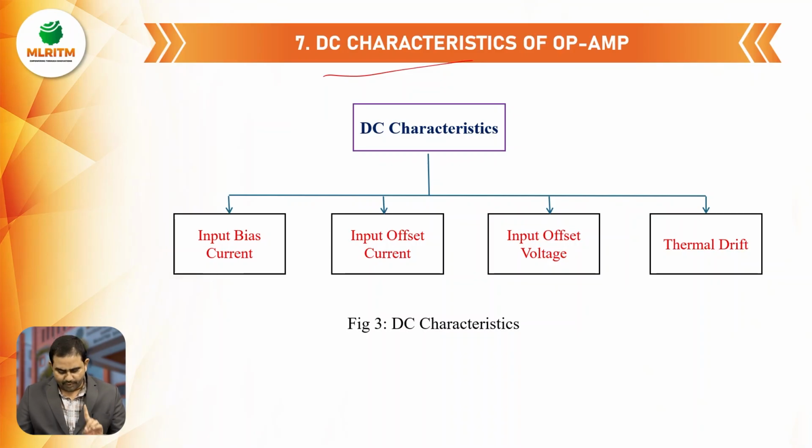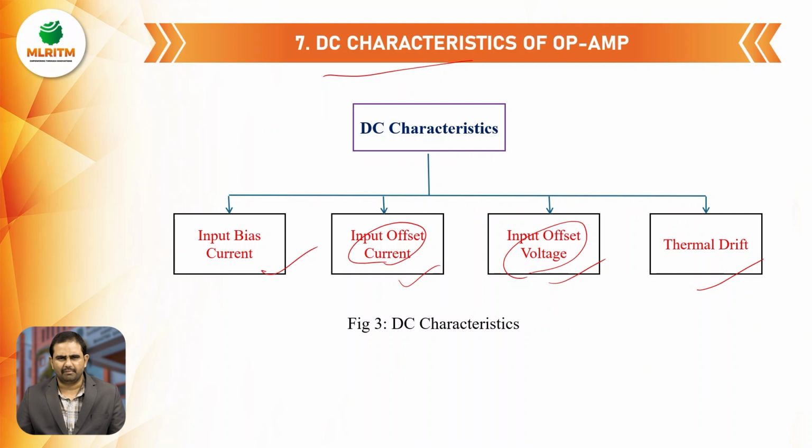First one is input bias current. Second one is input offset current. Third one is input offset voltage. Fourth one is thermal drift. If you observe the second and third types, total 4 types are there now, in the second and third types we have this word offset.